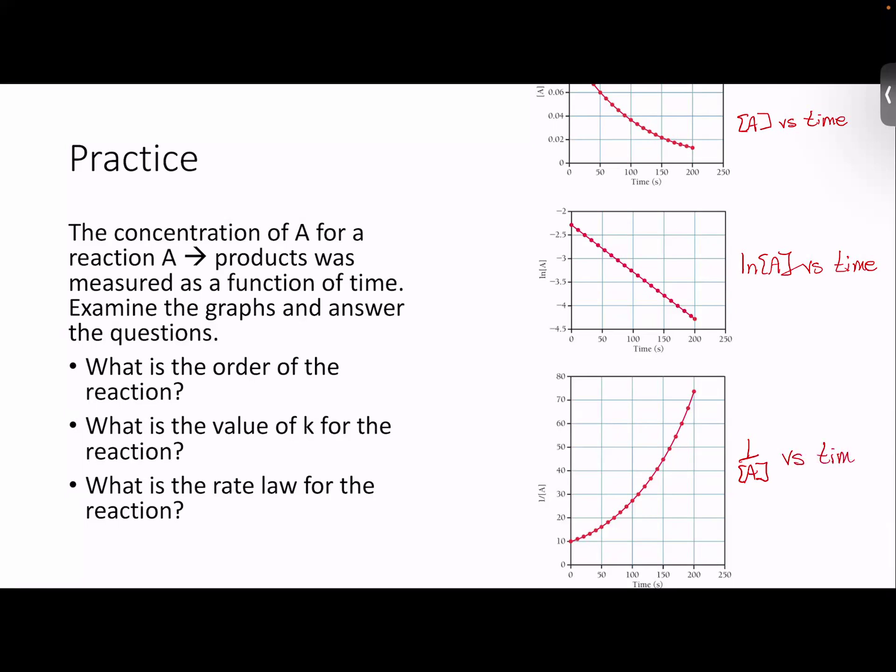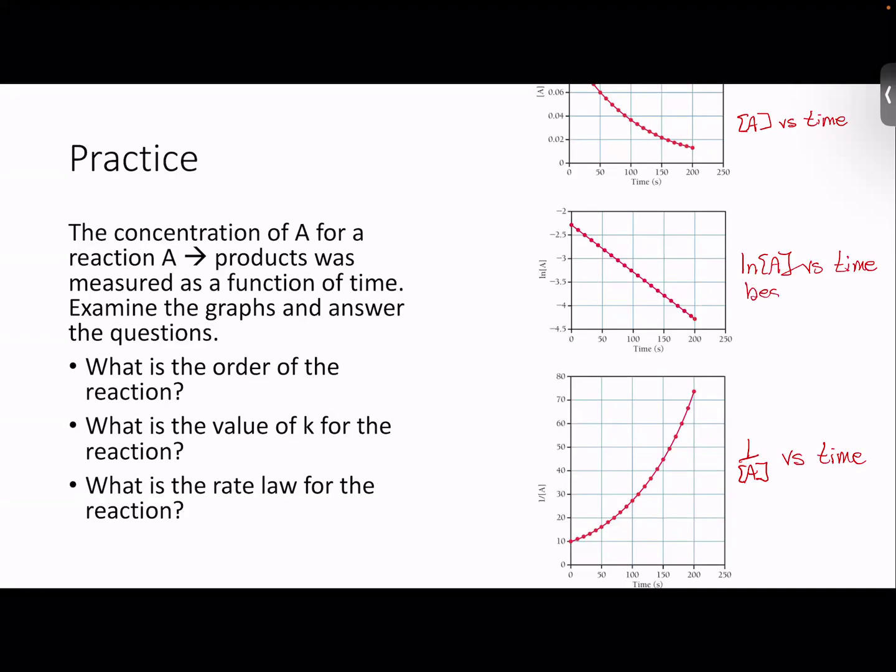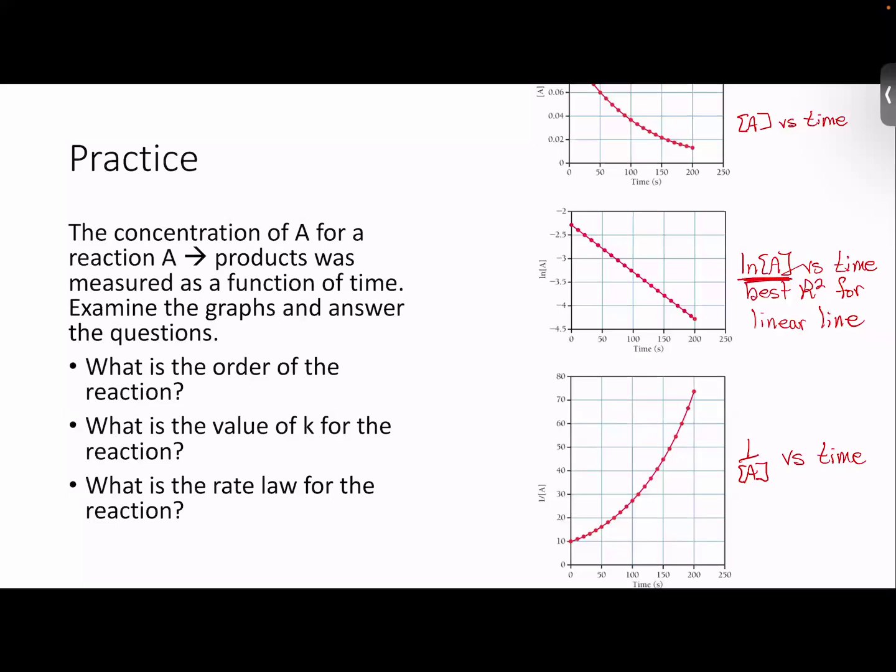Now, I do realize you're not given the equation. But just simply looking at the graphs, which one is going to give you the best R-squared for a linear line? The second one. So this one is going to be our best R-squared for a linear line. So therefore, the natural log of A is telling me that it is first order.